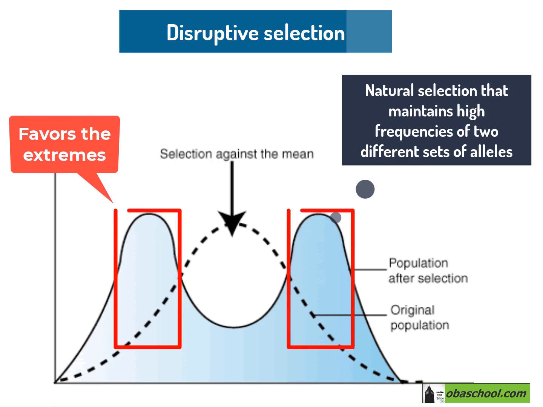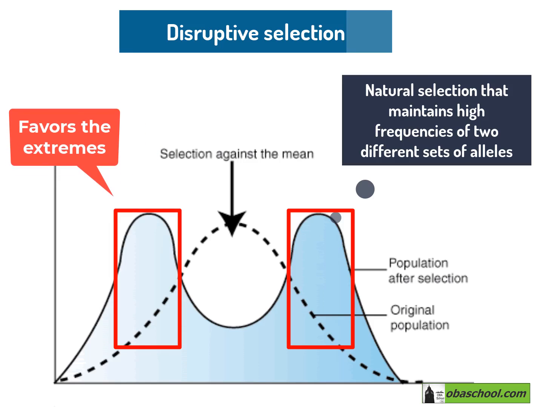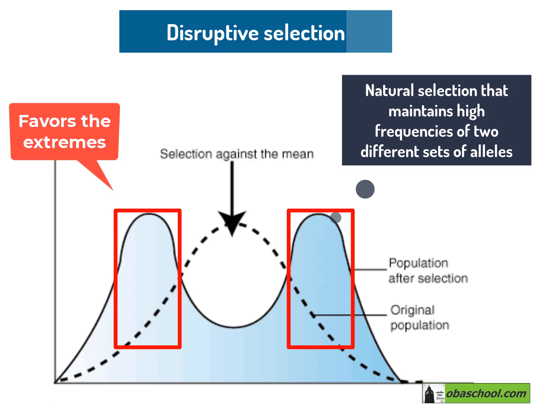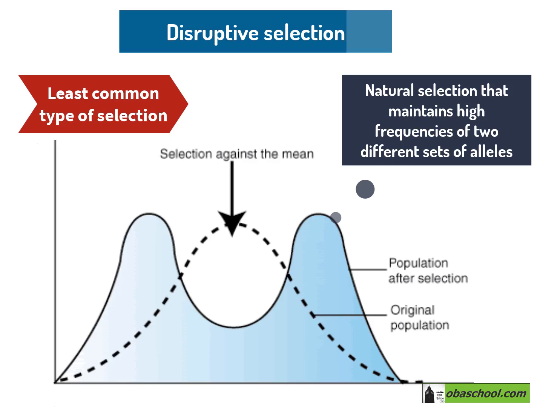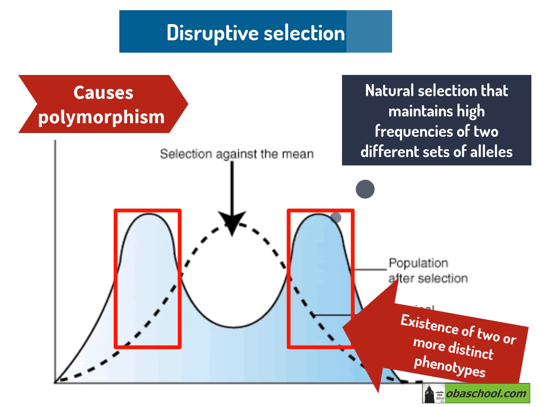So it favors the extreme phenotypes at the expense of the intermediate phenotypes. And this is the least common form of selection, but it is most important in bringing about evolutionary change. Disruptive selection causes polymorphism. This is the continued existence of two or more distinct phenotypes in a species. And this can occur in an environment that shows variation.